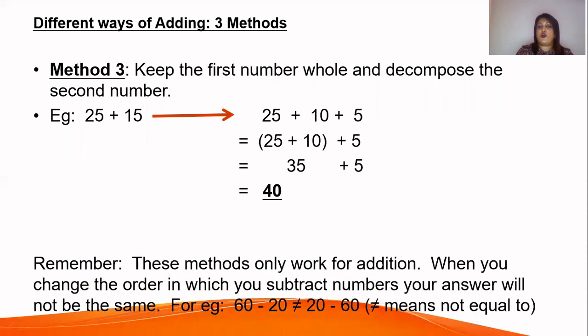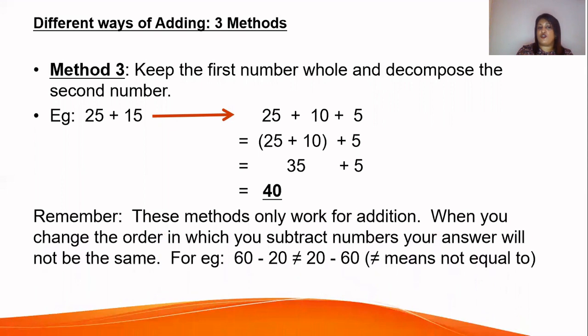These methods, remember, only work for addition. When you change the order in which you subtract numbers, your answer will not be the same. For example, if I try it with subtraction, 60 minus 20 is not equal to 20 minus 60. That means the answers on both sides are not the same. On this side, I will have 40. On this side, I'll have a minus number. So it will definitely not be the same.